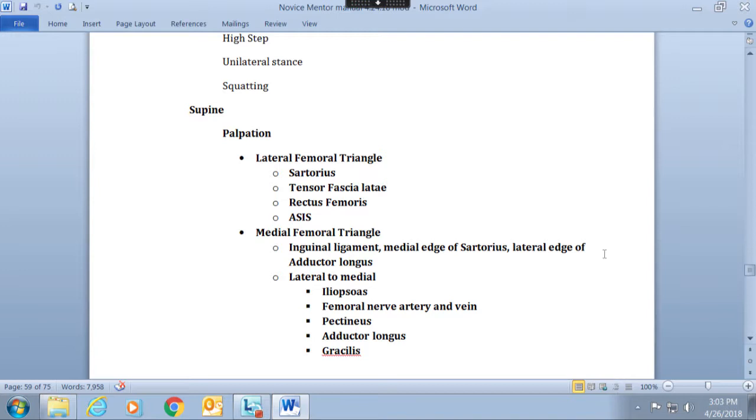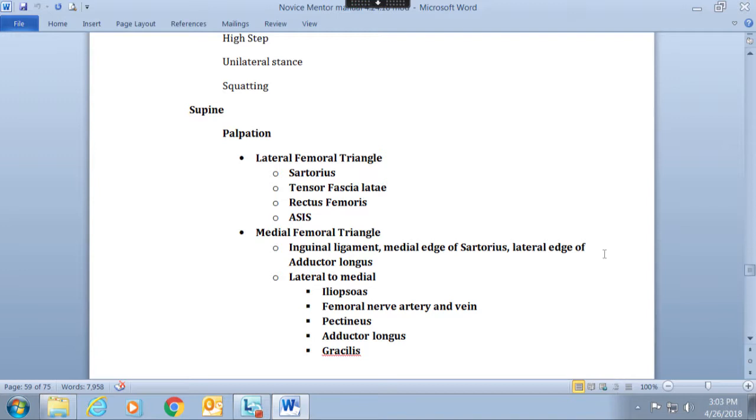So we can go from lateral to medial. As it goes over the inguinal ligament is the iliopsoas. Next is the femoral nerve, artery, and vein. Then the pectineus. And even more medial to that is the adductor longus, which is the big muscle that pops out when you resist adduction.